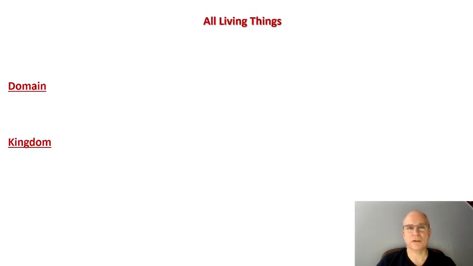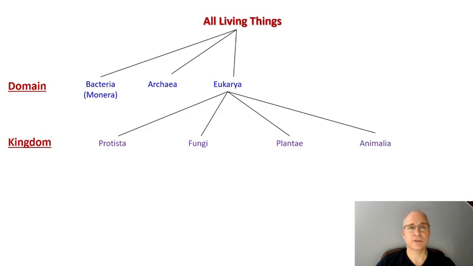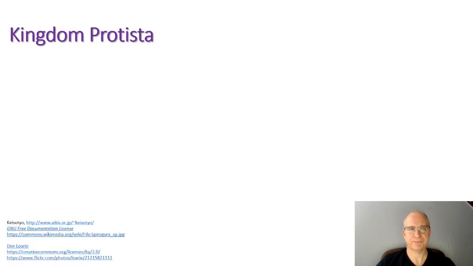So, a little reminder of what we talked about last week. We said that all living things are split up into one of three different domains: the domain Bacteria or Monera, the domain Archaea, and the domain Eukarya. We then split up the domain Eukarya into four kingdoms: the kingdom Protista, the kingdom Fungi, the kingdom Plantae, and the kingdom Animalia. Last week we talked about the fungi and the plants. This week we're going to be focusing on the kingdom Protista, or the protists, and the kingdom Animalia, or the animals.